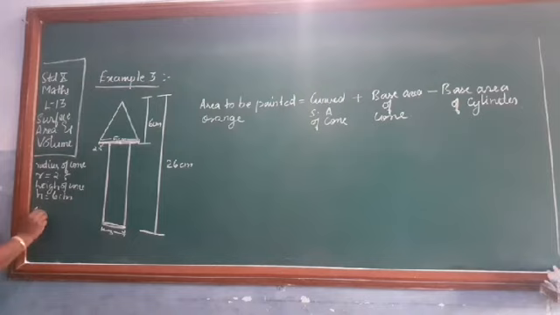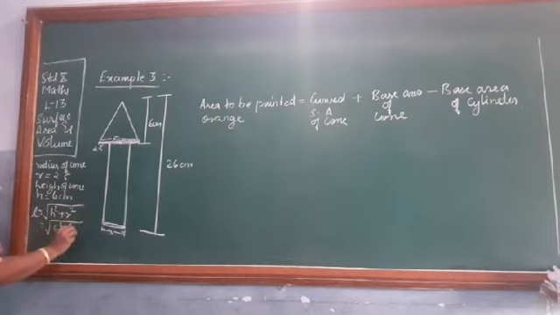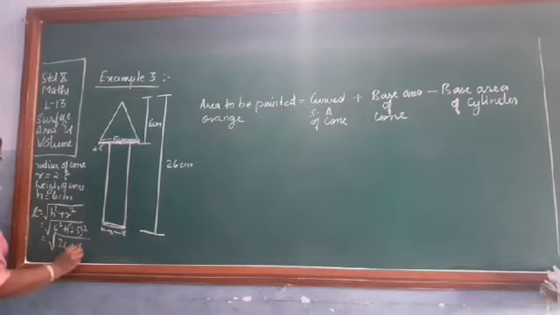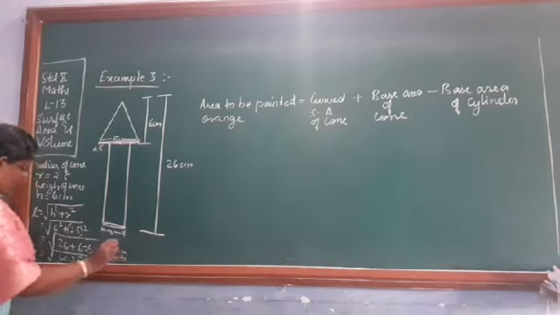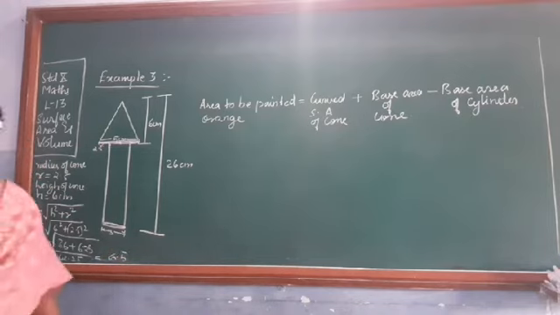So you can find L as the square root of h square plus r square, that is equal to the square root of 6 square plus 2.5 whole square. 6 square is 36, and 2.5 square is 6.25. So that becomes 42.25. So L will be the square root of 42.25, which is 6.5. So you get your L as 6.5.